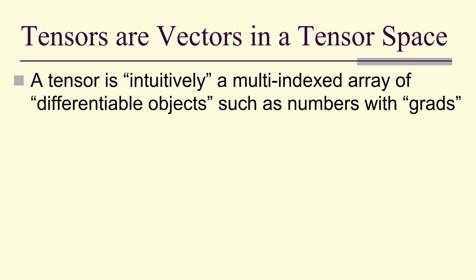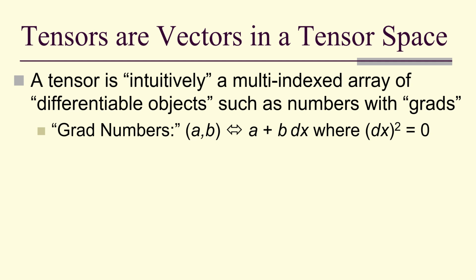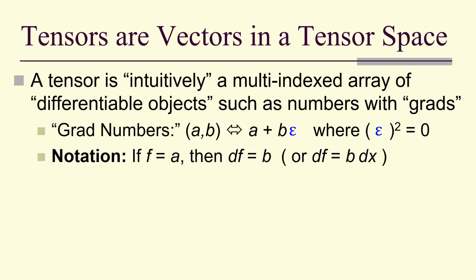So a tensor is intuitively a multi-indexed array of differentiable objects such as numbers with grads. So grad numbers, if I write the pair (a, b), I mean a plus b dx, where dx squared is equal to 0. This is kind of an algebraic assumption. We often just use epsilon, and so epsilon squared is 0. That's just a definition.